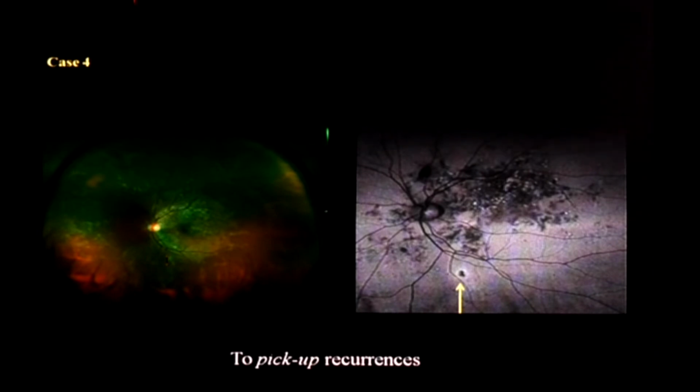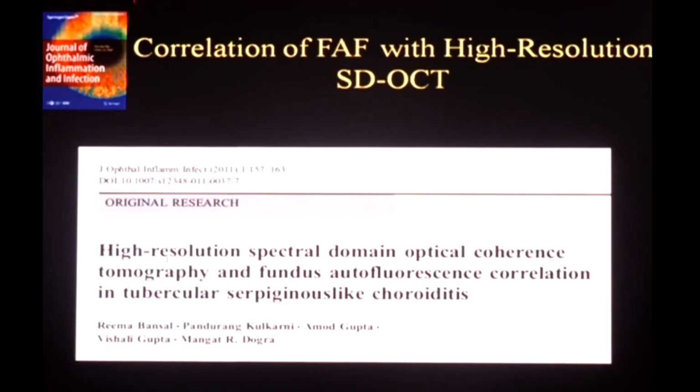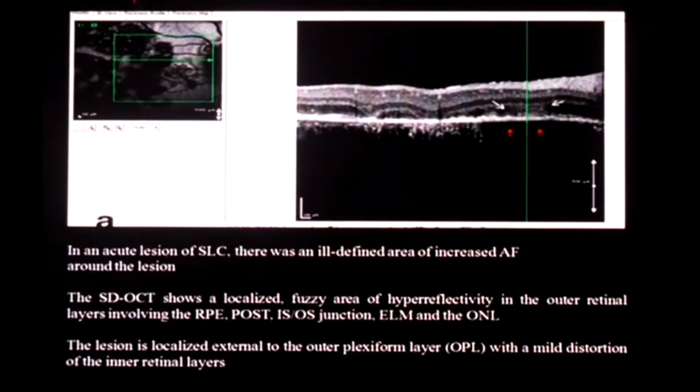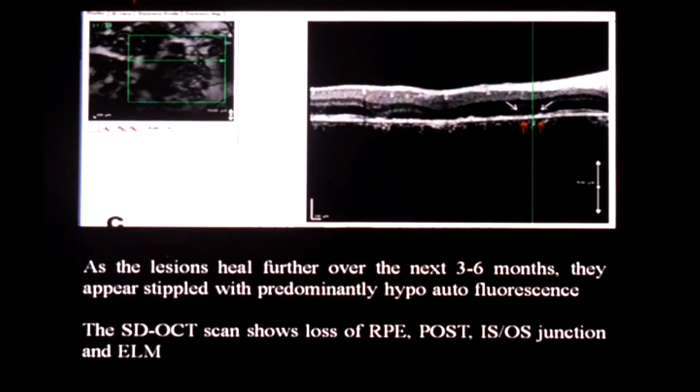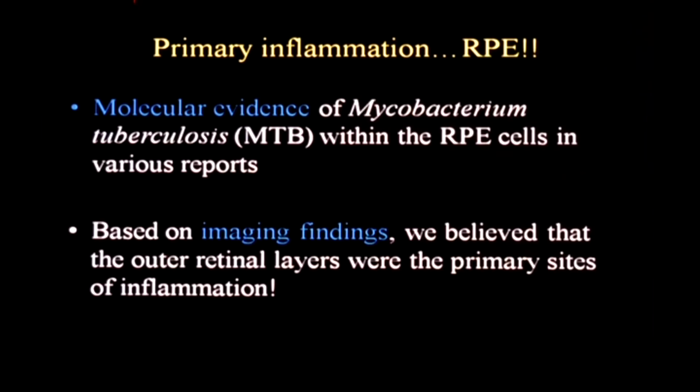We tried to correlate these fundus autofluorescence changes with the spectral domain OCT, and we found that in these eyes, there were a lot of changes occurring in the outer retina, and we could grade the various changes that were taking place along with the fundus autofluorescence. This was way back in 2011, and since there was molecular evidence of the Mycobacterium TB residing in the RPE from various reports, by our imaging analysis, we were convinced that the primary site of inflammation in TB serpiginous-like choroiditis is probably the RPE.